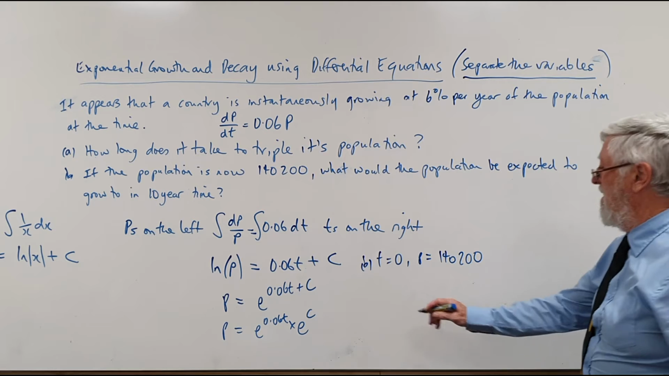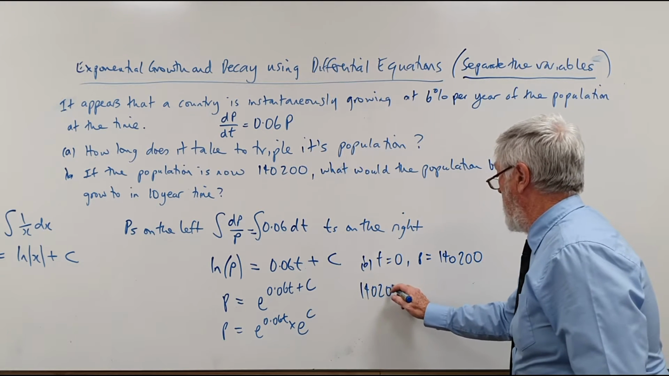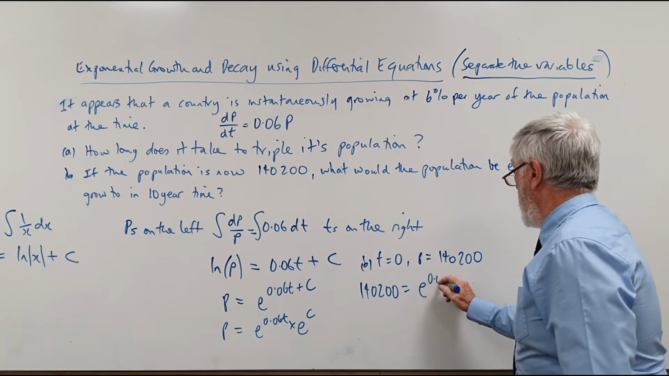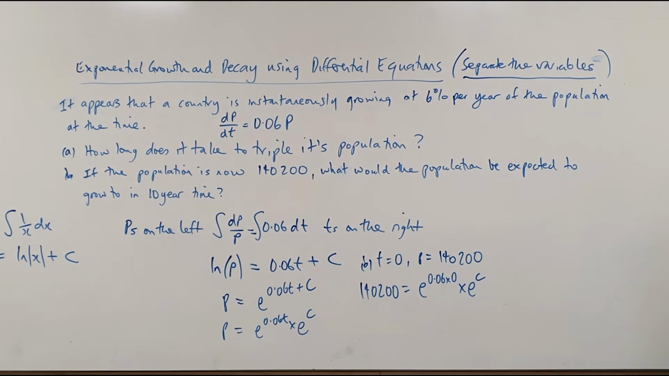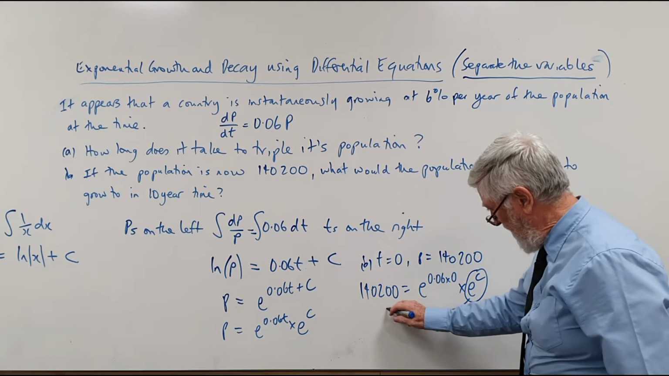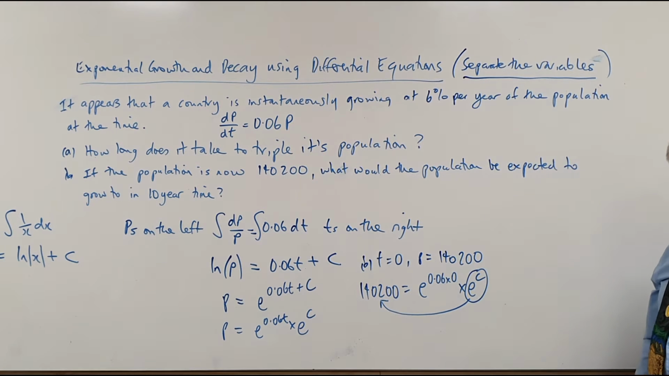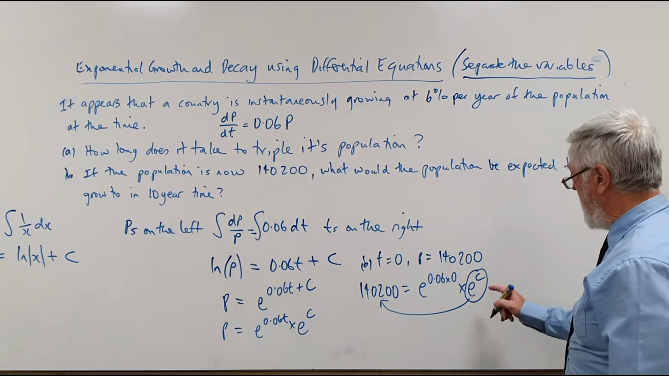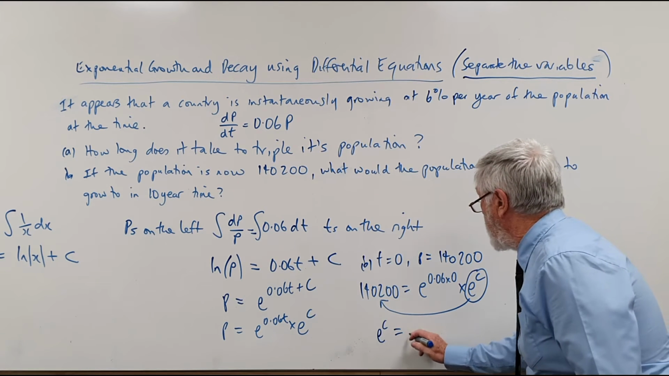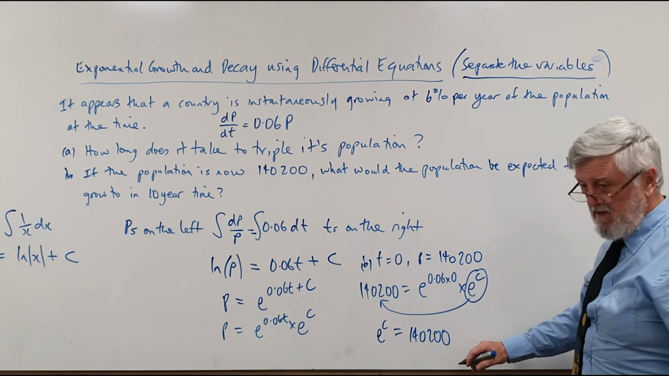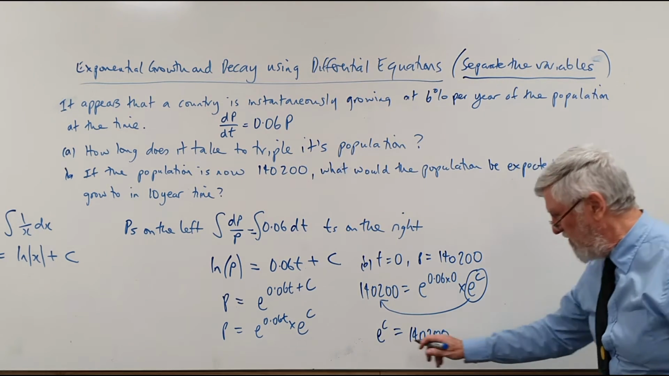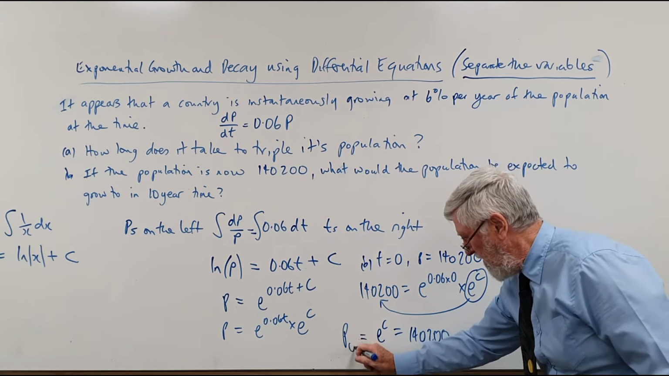Let's put it in. So 140,200 is e to the 0.06 times 0 times e to the c. So 1 times e to the c. So this e to the c is the starting value. So the ln of 140,200. So e to the c is just 140,200. Now, by the way, I don't want to find out what the c is. I'm just saying that e to the c is that. What's the other name for e to the c? The starting value.